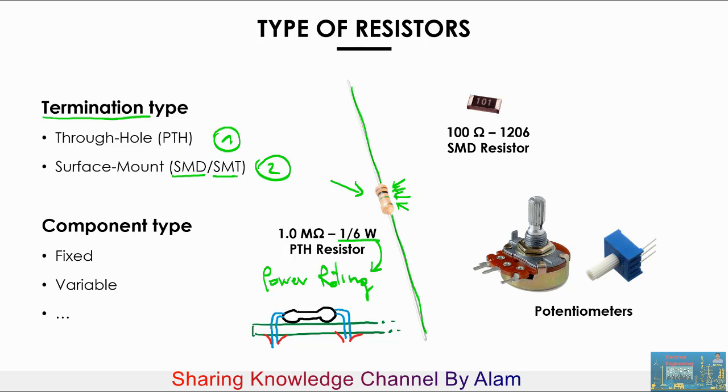The second category of termination type for resistors is the surface mount type, SMD, surface mount components. We have an example here. This is by far the most common type of termination for resistors in modern electronics. It's not difficult to understand why. So this component is really tiny. For example, this one, 1206, is the indication of the package.